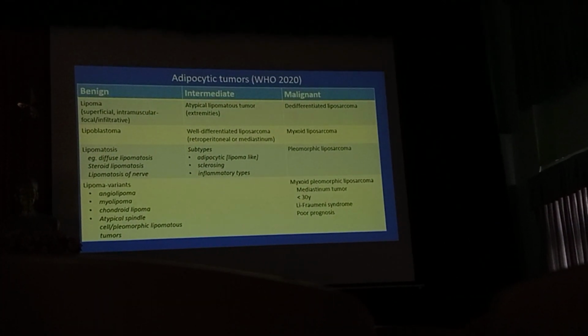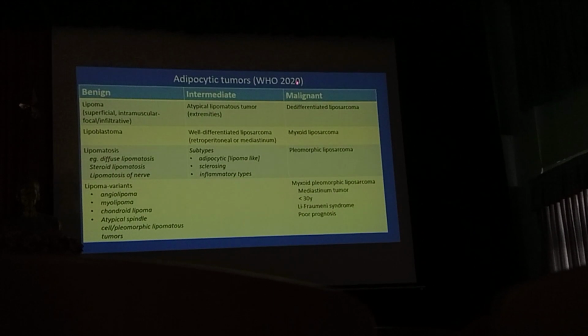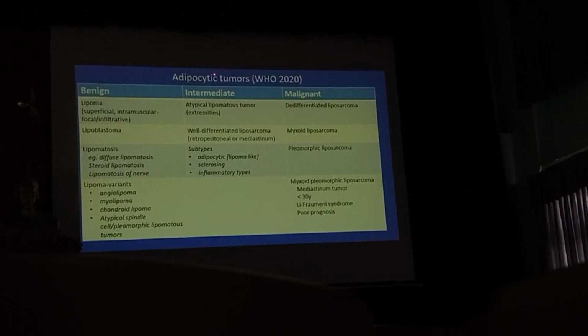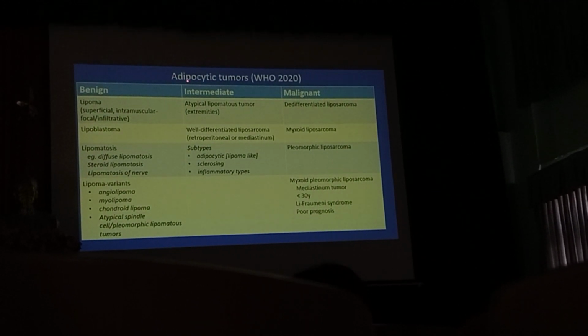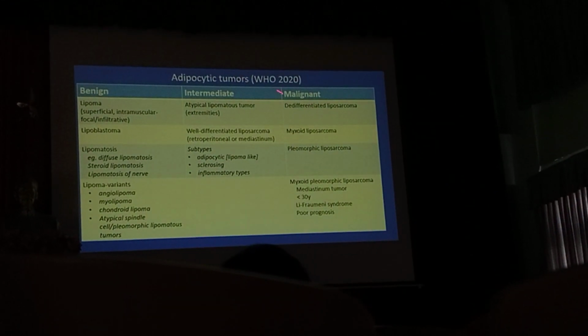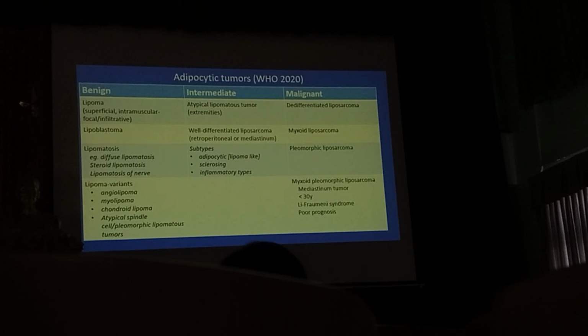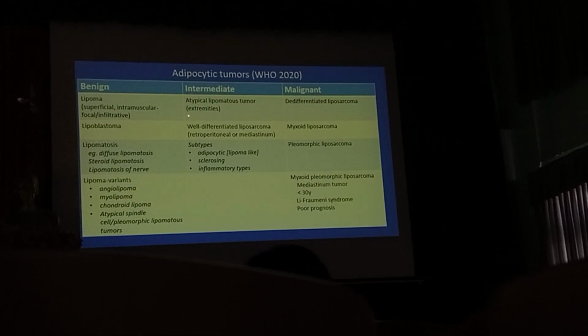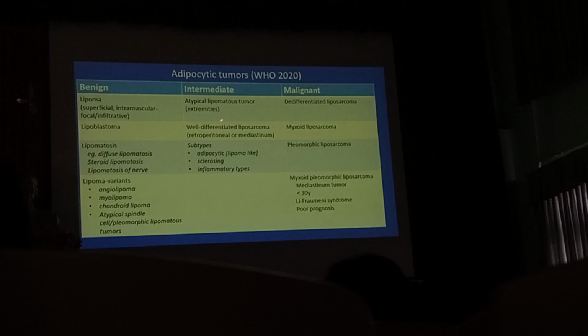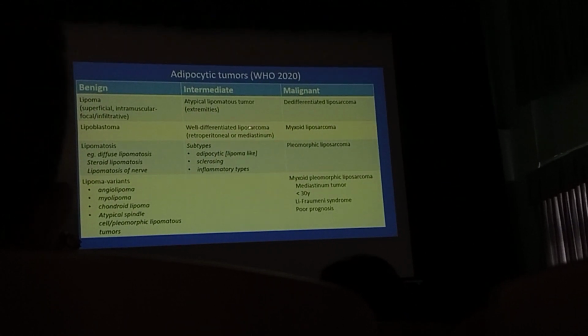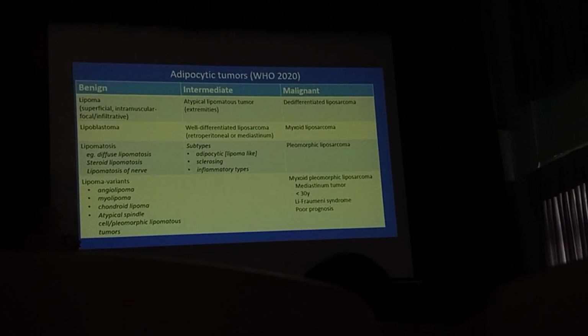Okay, I don't want you to remember all of this, but I will tell you that this is a classification based on the WHO classification. And just to show you that for soft tissue tumors, anything that contains adipocytes, we categorize as benign, intermediate, and malignant. The benign, you have seen a lot of ultrasound of lipoma. There's the intermediate group that has atypical lipomatous tumor or well-differentiated liposarcoma, and the list of malignant lesions.